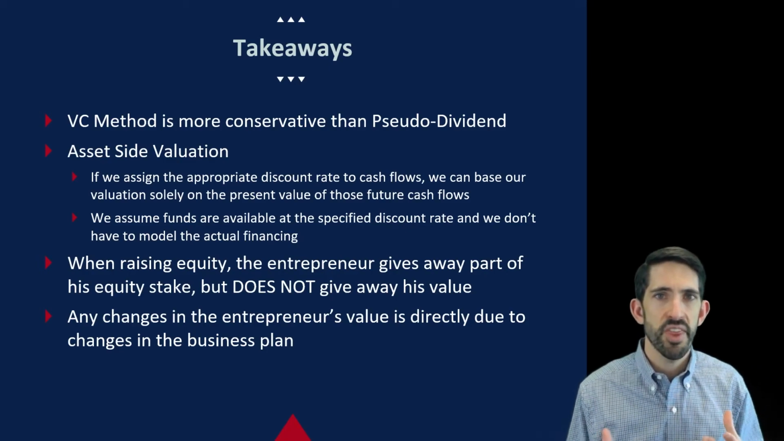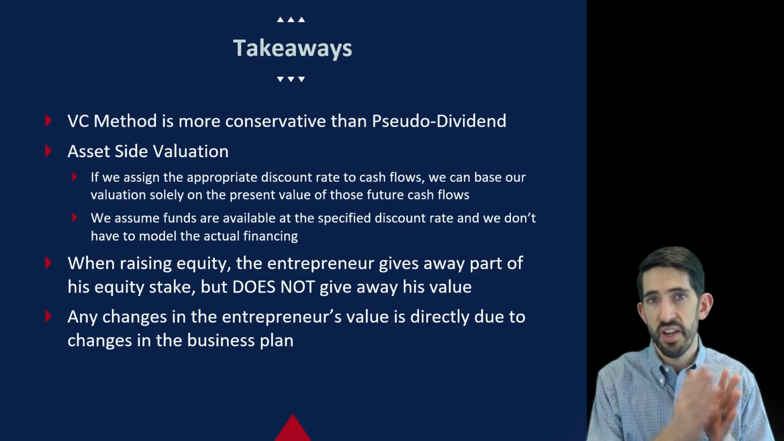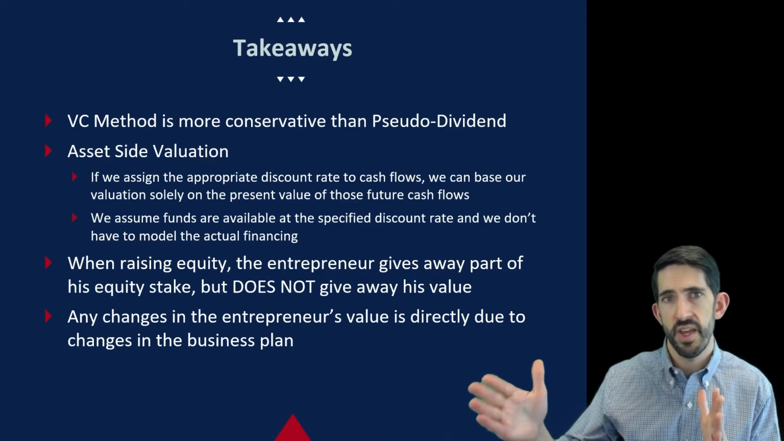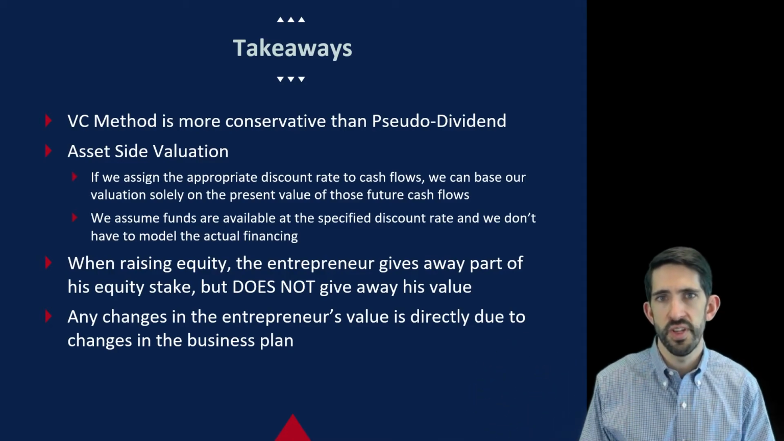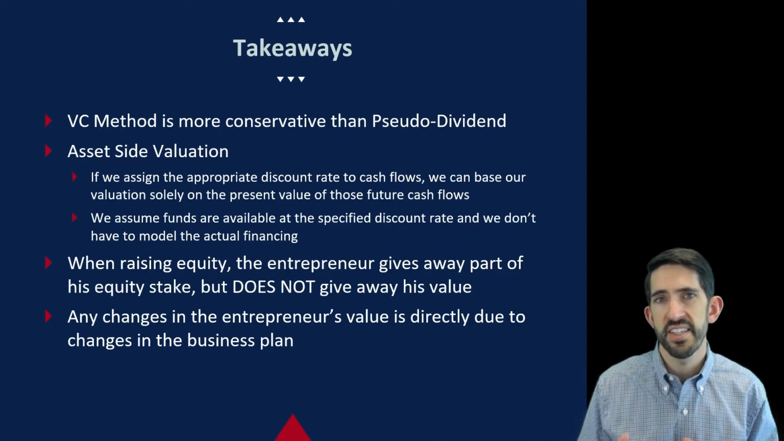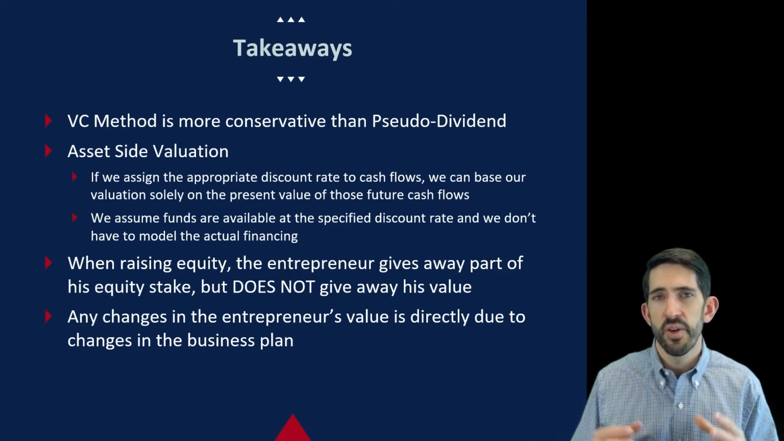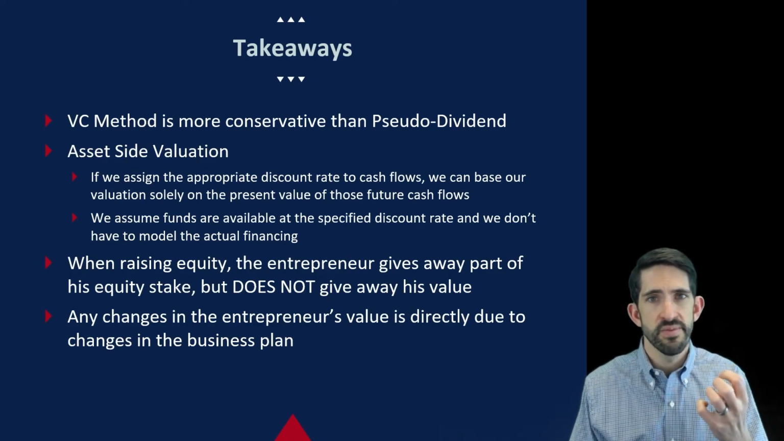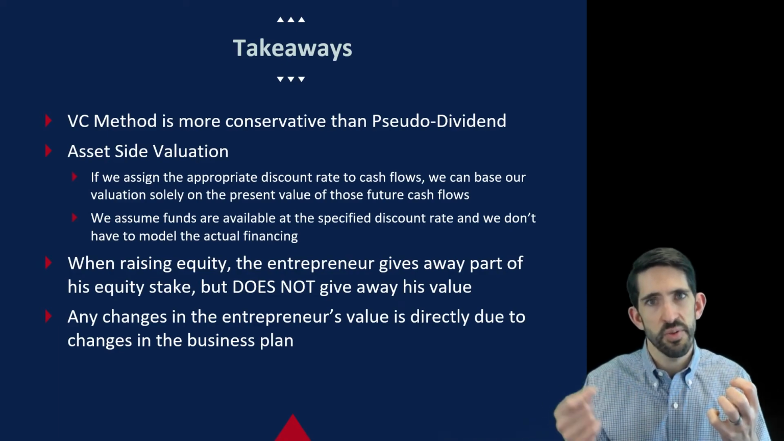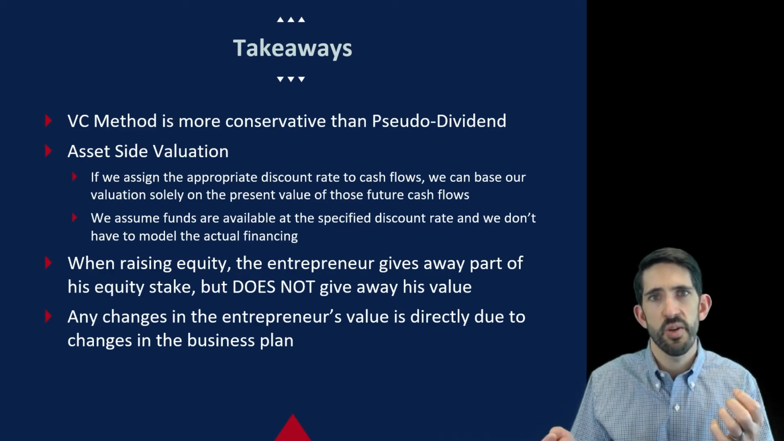Now, finally, to wrap up, right? With the venture capital method, we want to remember it pushes cash flows forward into the future until that exit value. So it's going to be a little more conservative than our pseudo dividend method. We're also doing asset side valuation here, right? We're assuming everything based on cash flows, and then we're assuming that we're getting the right discount rate. So we have to think a lot about whether we are getting the right discount rate when we discount cash flows like this.